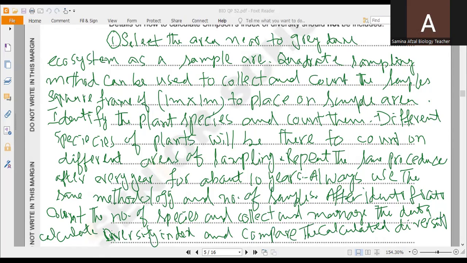So by following this method, with consistency over the 10-year period, the biologists can gather quantitative data to assess the impact of conservation practices on the plant species diversity of the Great Dune ecosystem. After comparing the diversity index, the species composition over time will reveal whether the conservation efforts are leading to an increase, decrease, or stabilization of plant biodiversity.